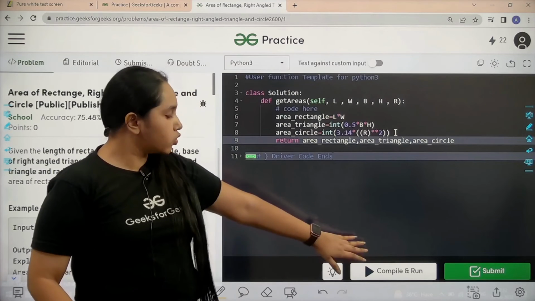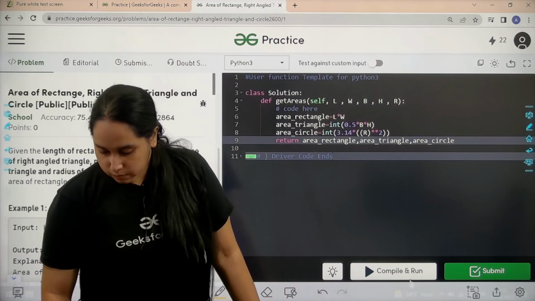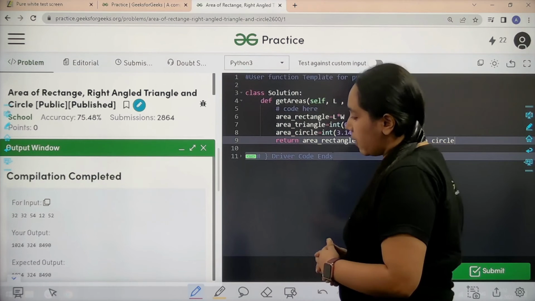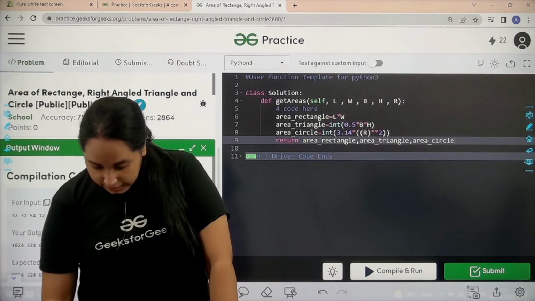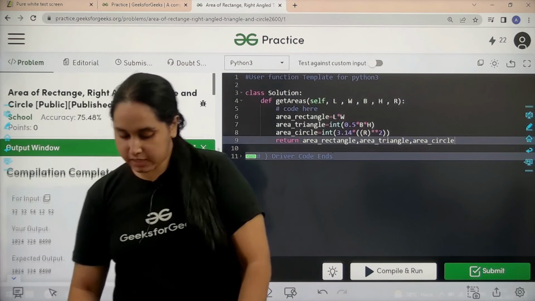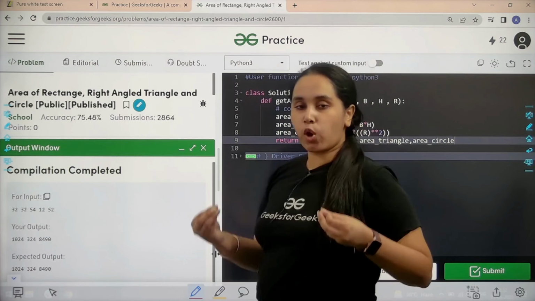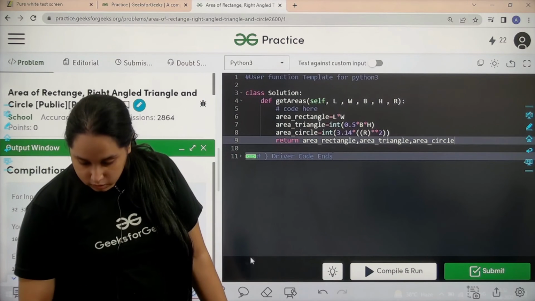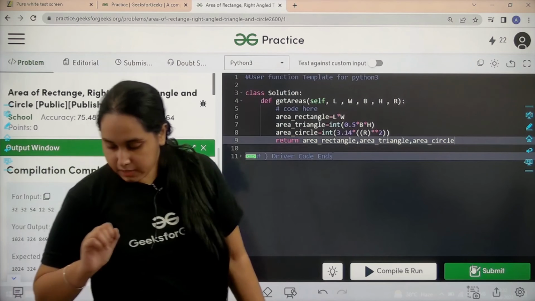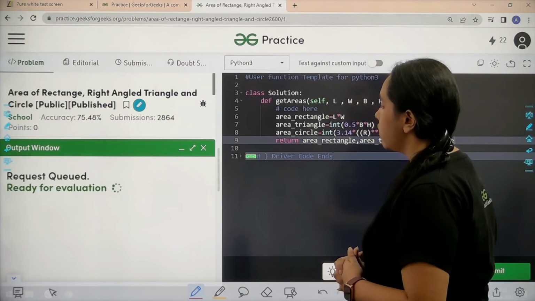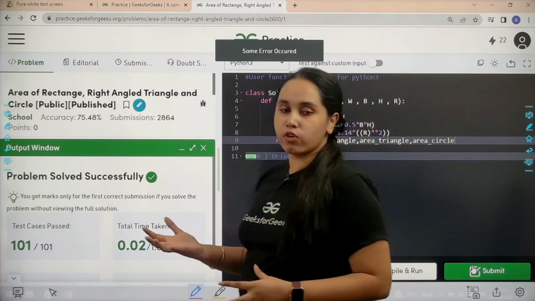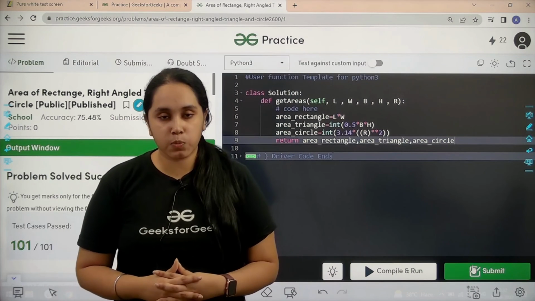This is how we solve the question, but we need to check if it is correct or not. So I will click on compile and run. Let's wait. The compilation is completed and my output is matching the expected output. To be sure all the test cases are passing, I will click on submit. Let's wait. The problem is solved successfully.